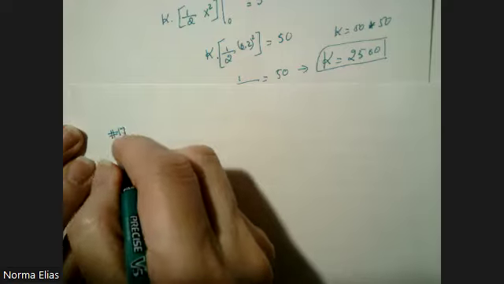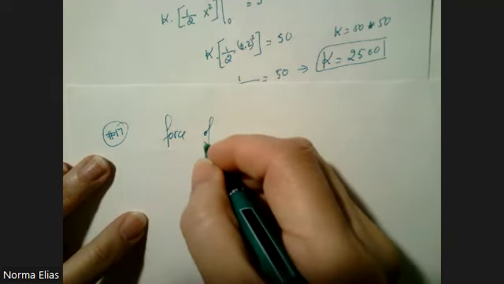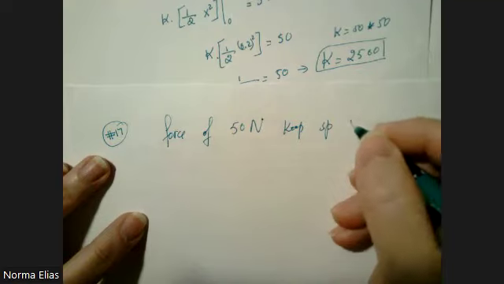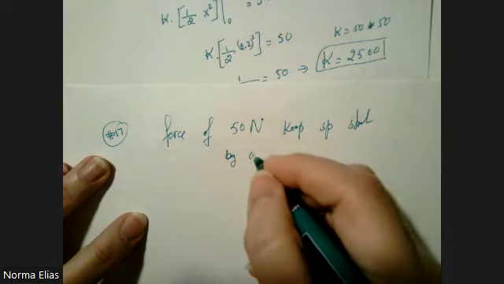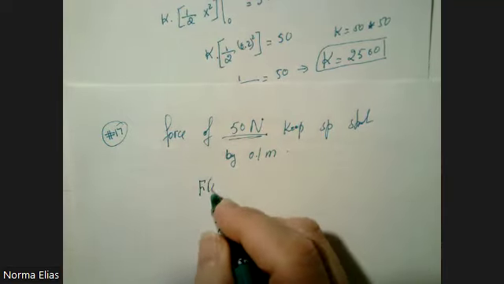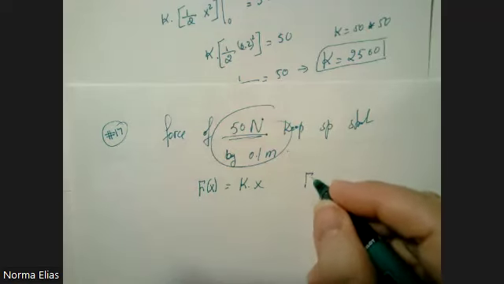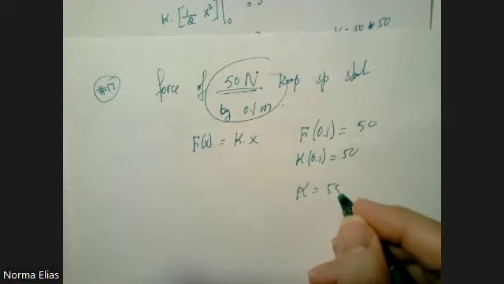Now, before I take up number 19, for example, in number 17, I told you a force of 50 Newton is required to keep a spring stretched by, how much did I give you? 0.1 meter. This is a unit of force. So if I want to find a formula for the force in this problem, f of x equals k times x. And how does this read? This reads that f at 0.1 equals 50. Now I'm setting the force equal to 50. And then you solve for k, which is going to give you 500.